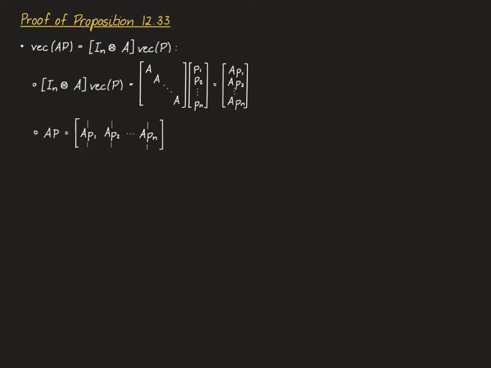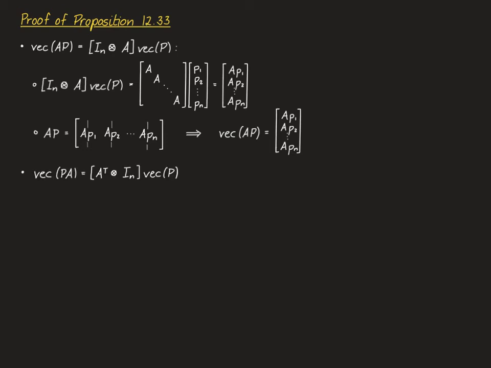On the other hand, by the basic rule for matrix-matrix multiplication, the matrix product of A times P is equal to another matrix, which consists of the column vectors A times P1, A times P2, and so on up to A times Pn. So, the vectorization of AP is clearly the same vector as we got in the first step.